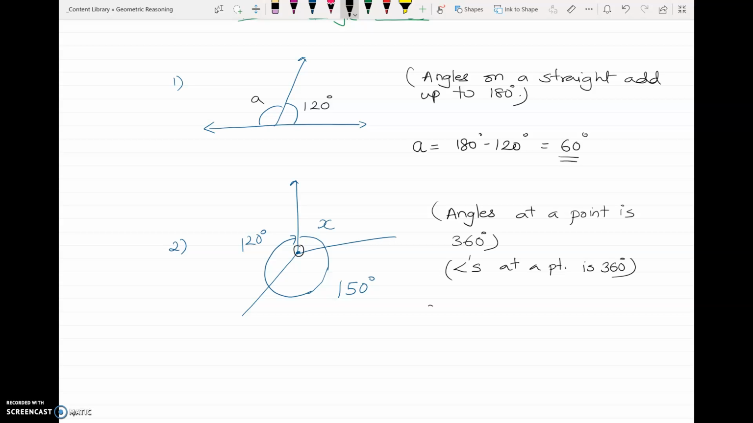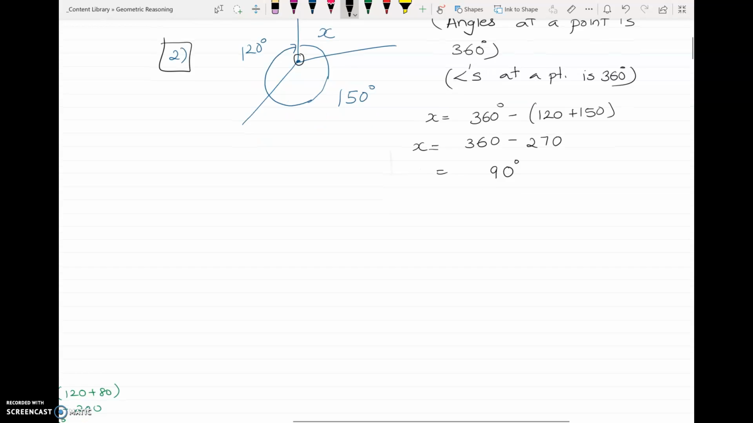Let's use it. To find X, you will go 360 degrees minus 120 plus 150, which will give you 360 minus 270, and when you subtract it, it will give you 90 degrees. Now remember, the shapes or the examples that I'm taking are not drawn to scale. All right, so in this case X is 90, and so far we have looked at two rules.